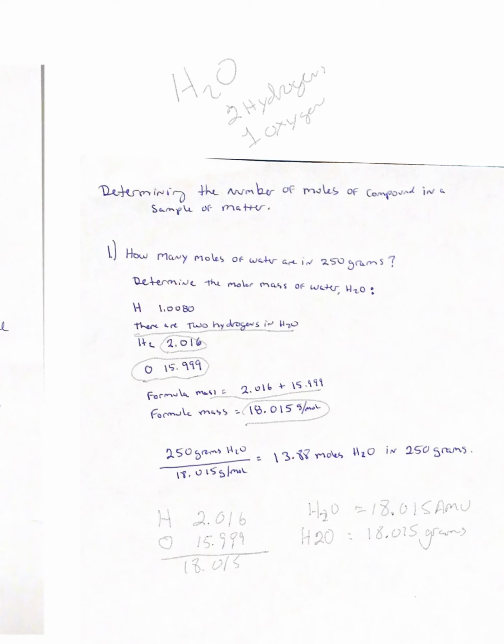All right. So now that we know how many grams per mole there is of water, we can determine how many moles there are in the 250 gram sample that we're asking about. All we do is divide the 250 grams of water by the 18.015 grams per mole for each mole of water, and when we do that, we get 13.88 moles of water in 250 grams.